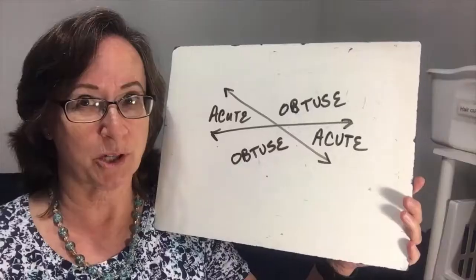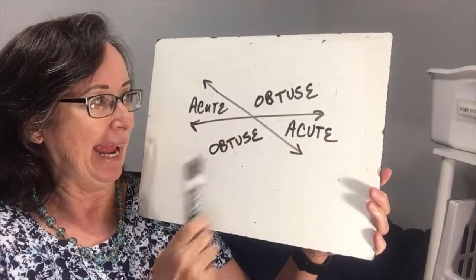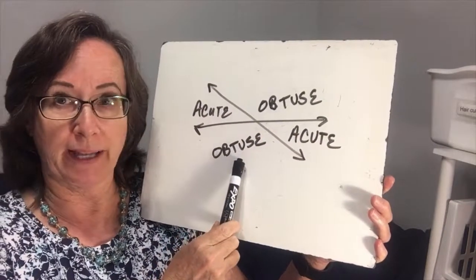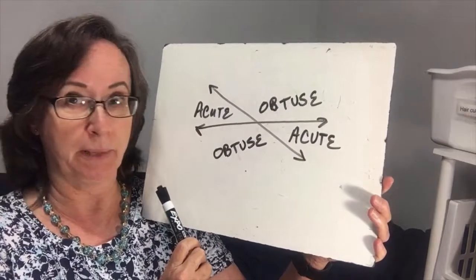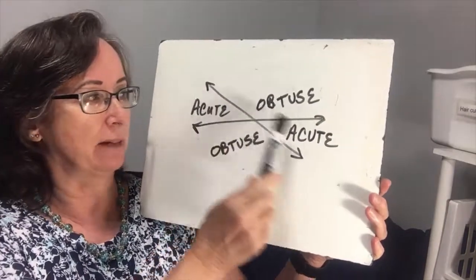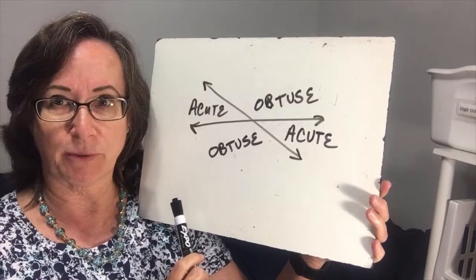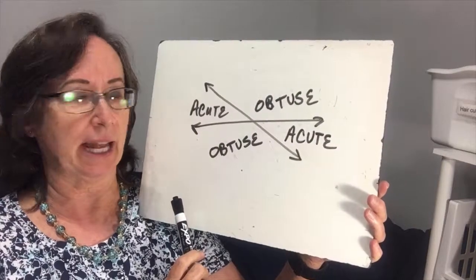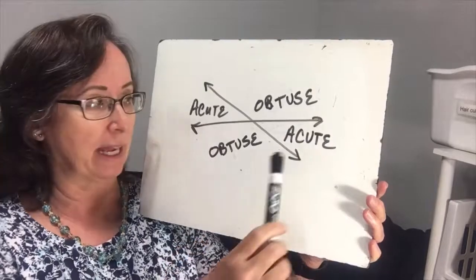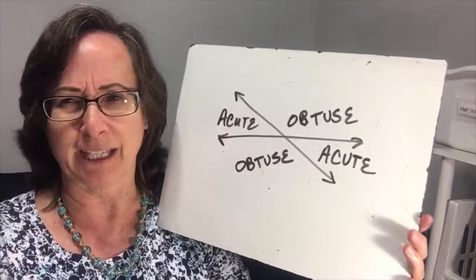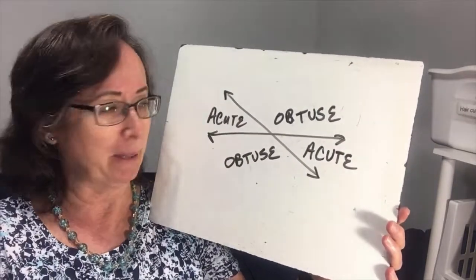Okay, more terms here. We have two lines intersecting, and these two are equal to each other and large angles. They're bigger than 90. These two are equal to each other and smaller. So the word for a larger than 90-degree angle is obtuse, and the word for a smaller than 90-degree angle is acute. I think of a cute little baby. If you walk up to a baby, you say, "Oh, what a cute little baby."